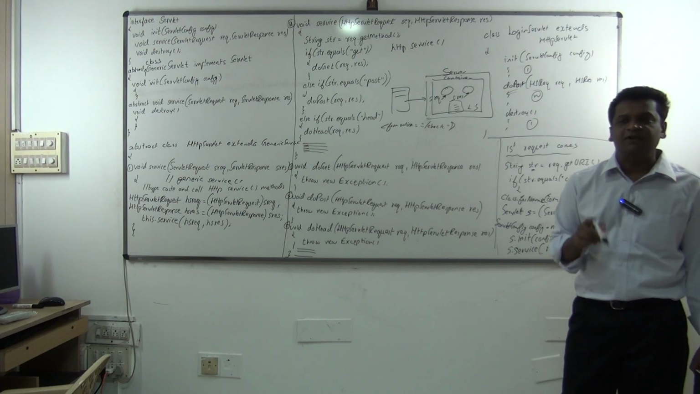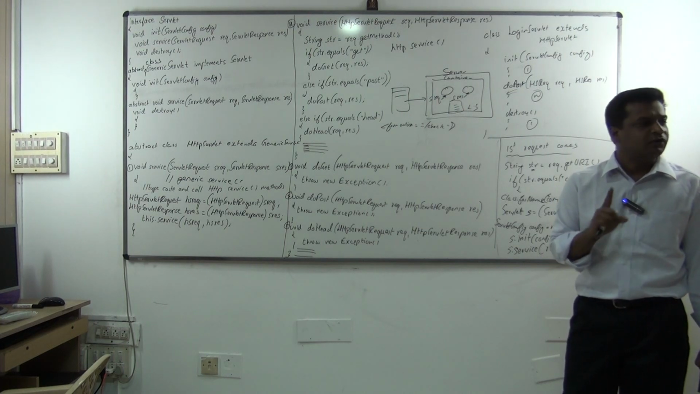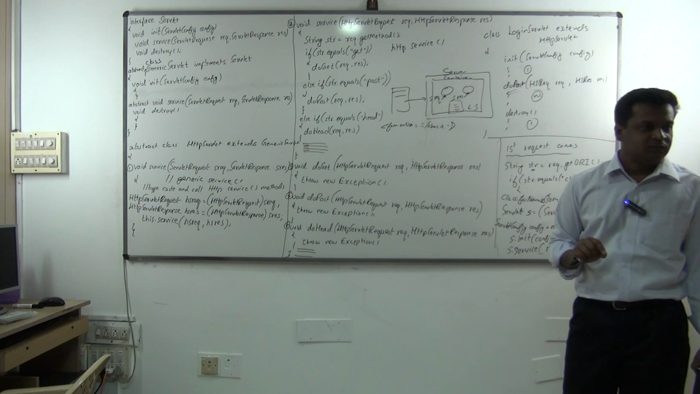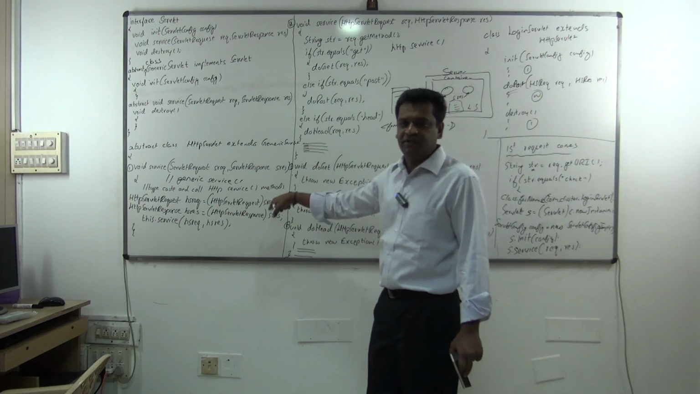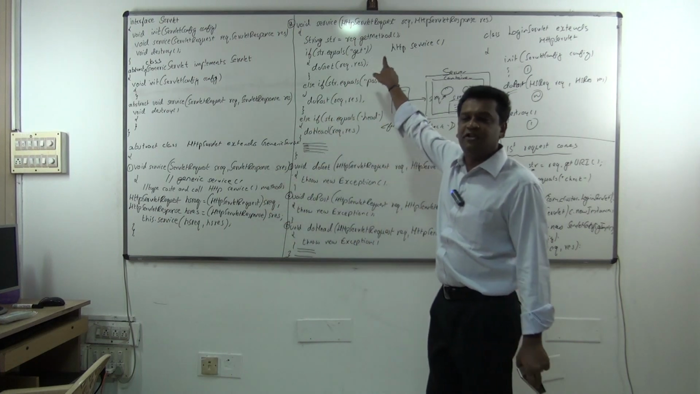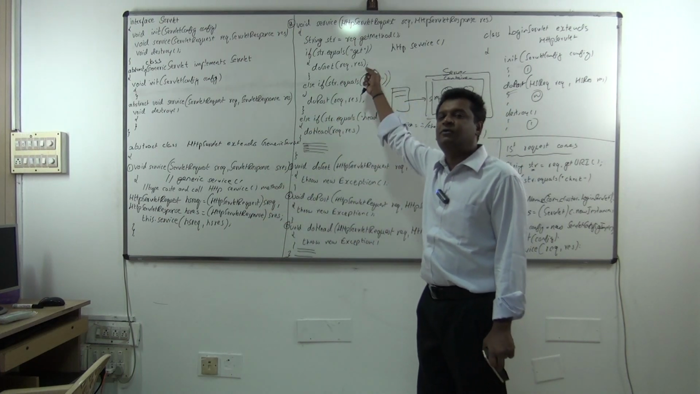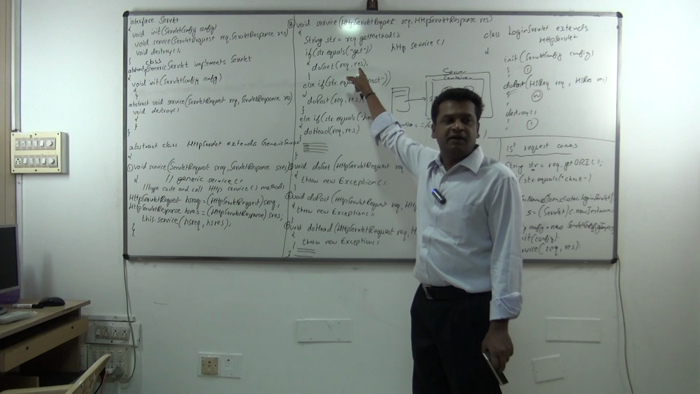But we application developers generally go with only two methods, which one? Do get or do post. So clear with this? So first, which method is executed? Generic service. Generic service method executes which one? HTTP service. HTTP service finds out what type of method request has come.